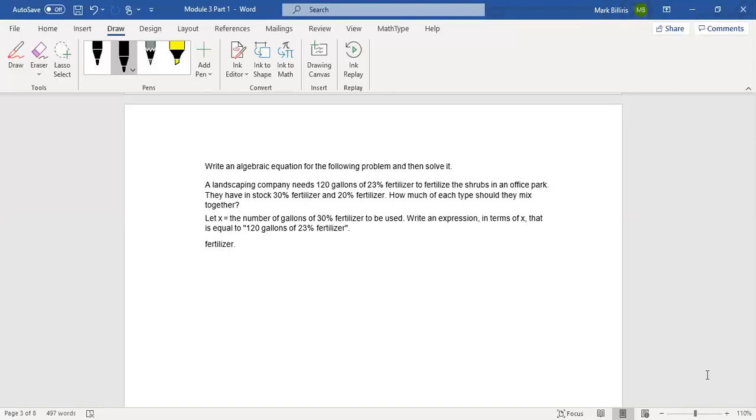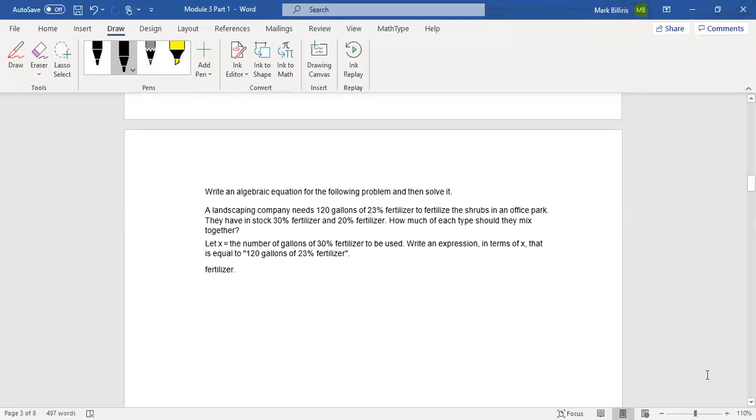It says let X equal the number of gallons of 30%. So I'm going to write that down anyway. So let X equal the amount of 30%.